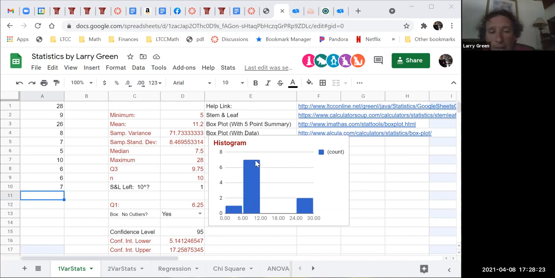Unimodal means there's one mode or one highest frequency bar. Do you see that? There's one bar that's higher than the others, and that's the way it is. Any questions on the histogram?